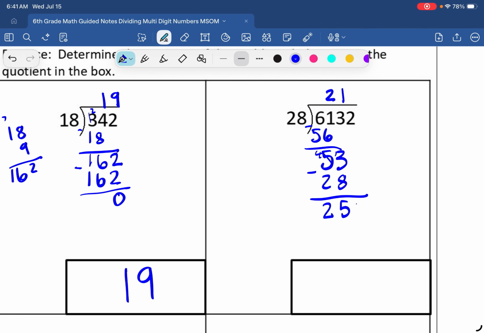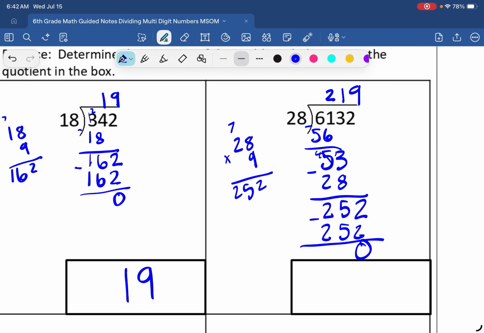Bring down my 2. 28 into 252. Again, I know 28 times 10 is 280. So let's try 28 times 9 off to the side. 8 times 9 is 72. 18, 25. Oh, it looks like it's exactly. So 28 times 9 is 252. I subtract that, I get 0, and that's perfect. So 6,132 divided by 28 is 219.